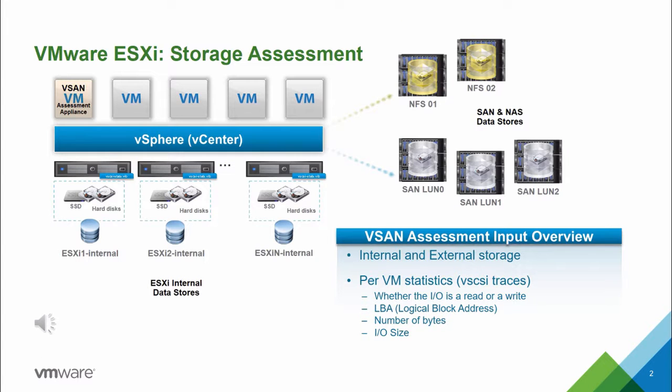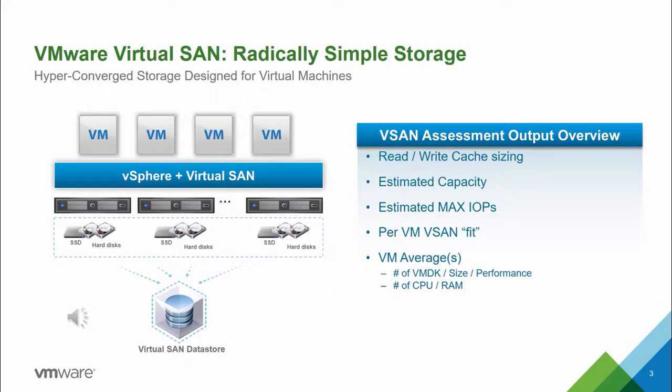The VSAN assessment tool is a virtual appliance that captures data from your virtual centers. This data consists of a virtual machine's allocated CPU and RAM, as well as storage statistics, specifically reads, writes, capacities, and I/O sizes. Additionally, the output will include virtual machine averages, average CPUs, average allotted RAM, and VMDK sizes, not only used capacity, but also allotted capacities as well.